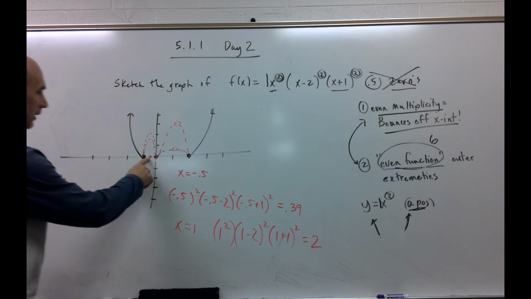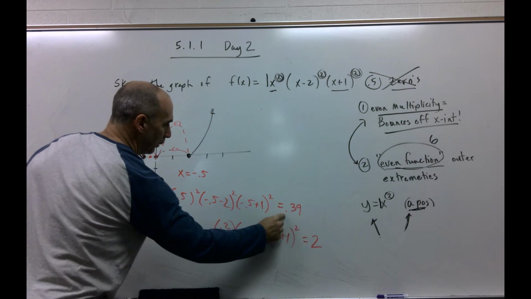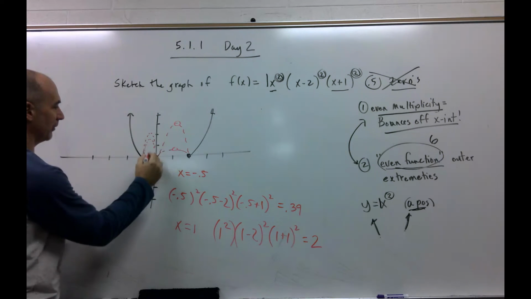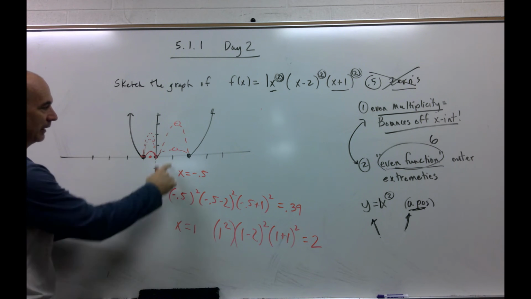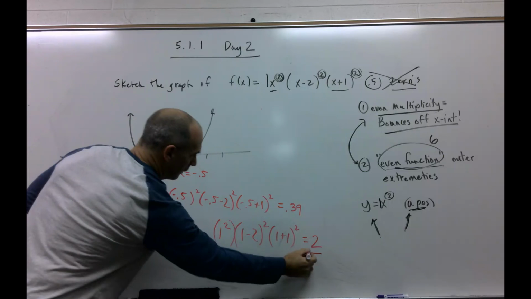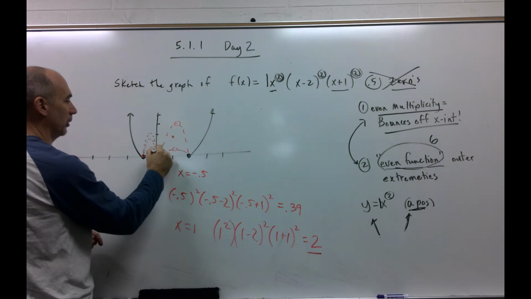I plugged in -0.5 here, here, and here. I got 0.39. So it doesn't go up very high. It goes up almost to halfway. So it goes here, comes back up, and here. Then I plugged in 1, and I plugged it in, did the math, and I got 2. So that actually goes up to here.